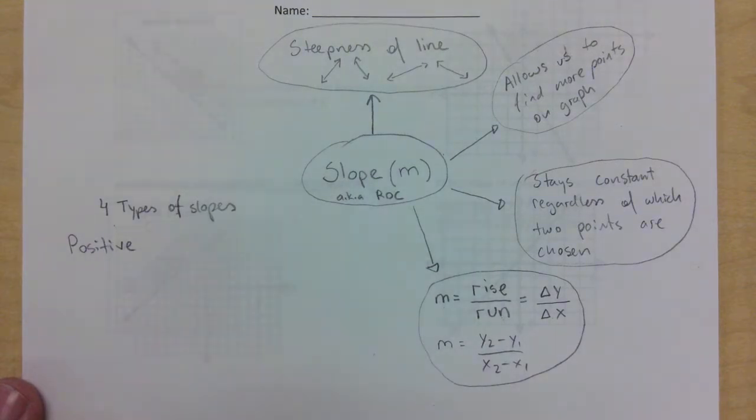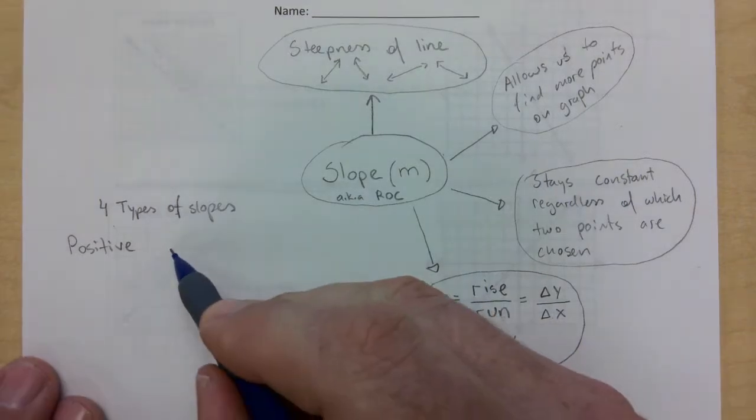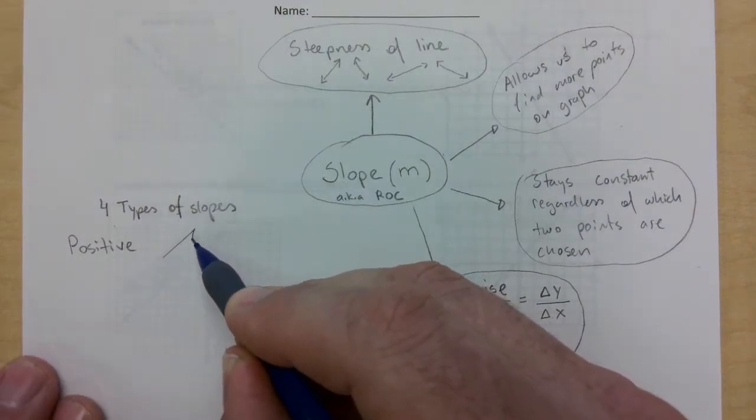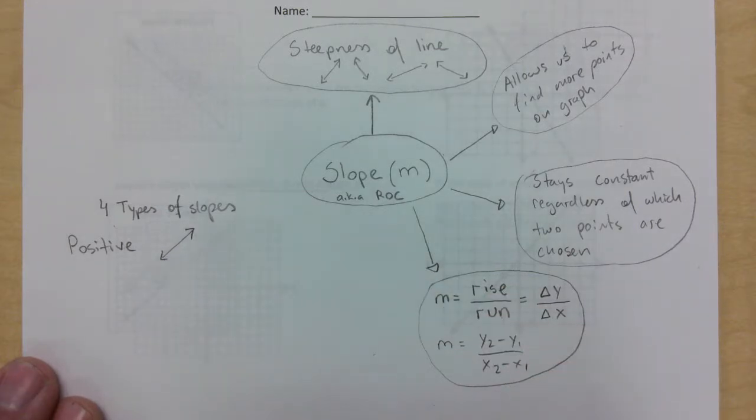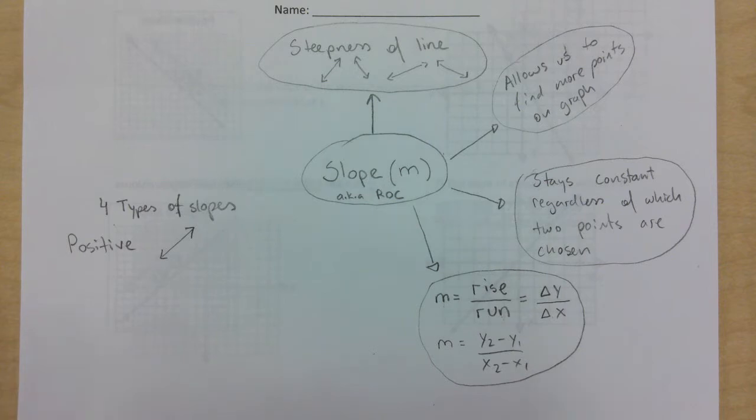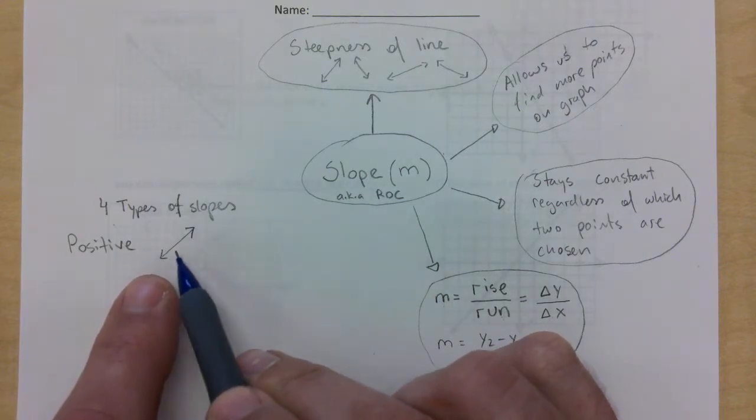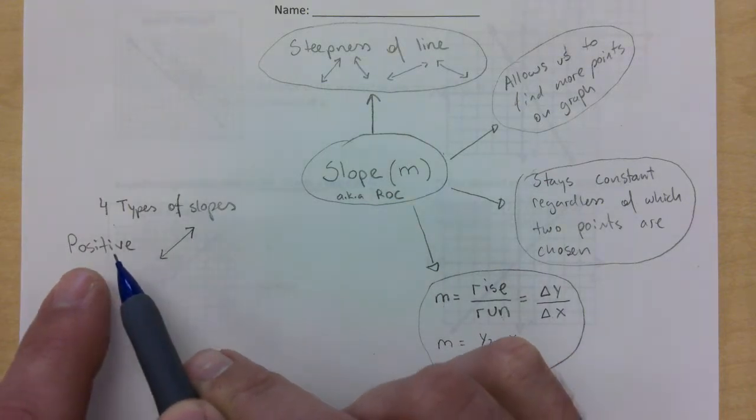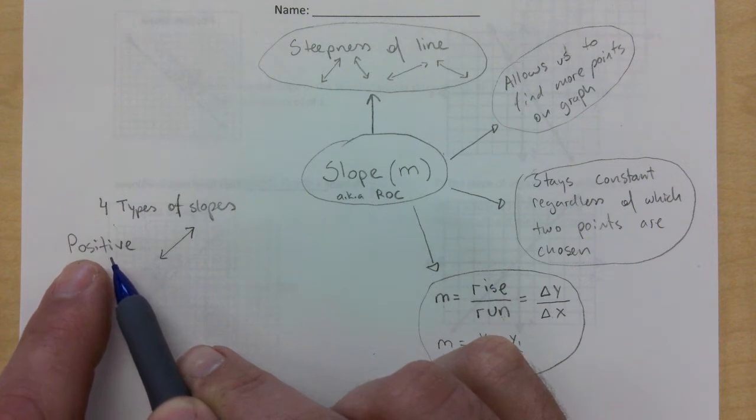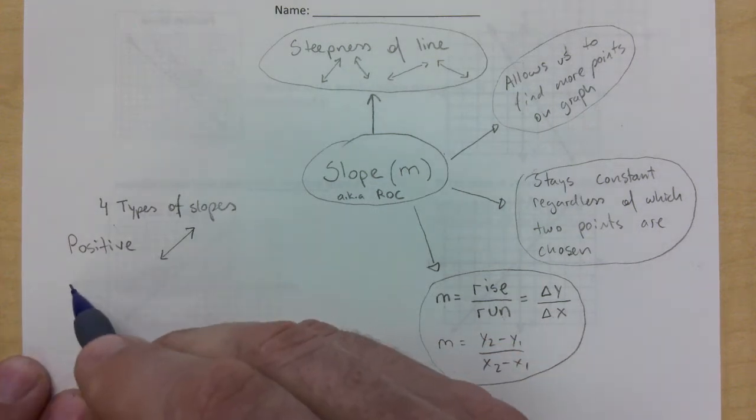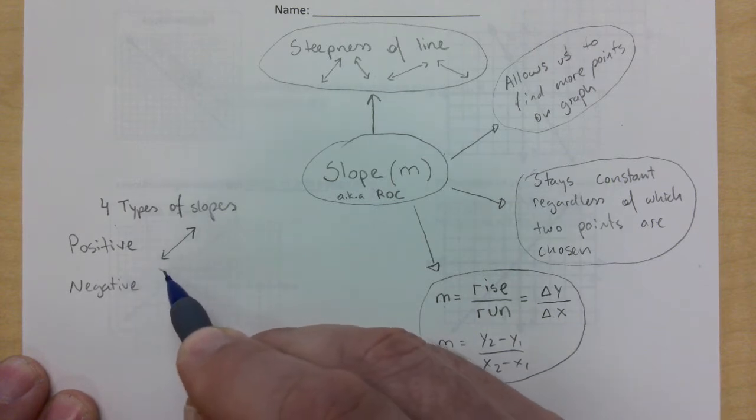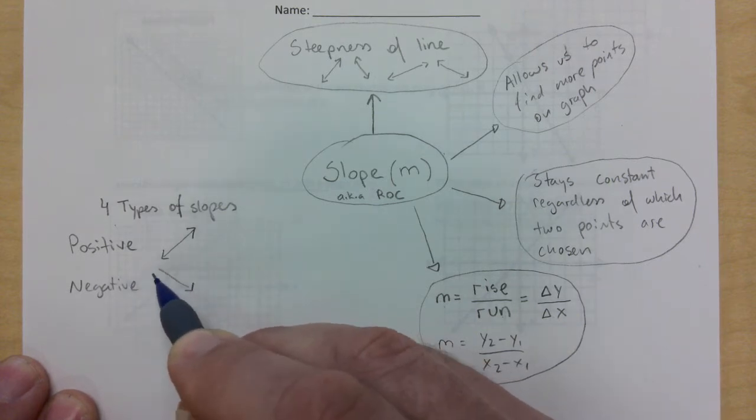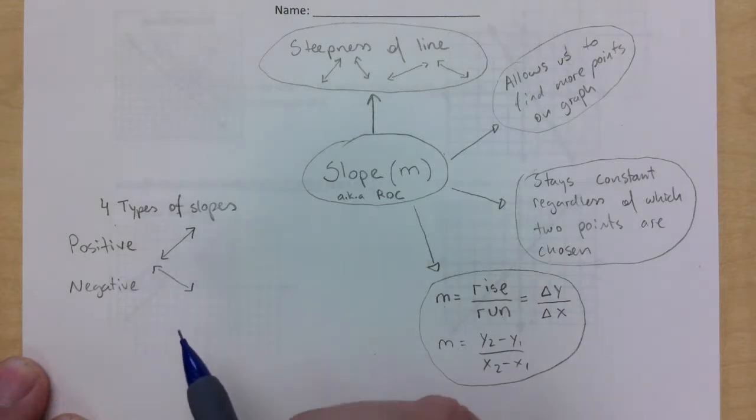So if you calculate the slope and you get a positive number, you know that the line is going to be increasing from left to right, and vice versa. If you see that the line is going up from left to right, you are expecting a positive slope. They go hand in hand. You have a negative slope, and that one will be decreasing from left to right.